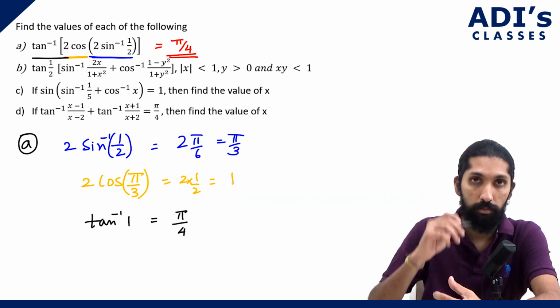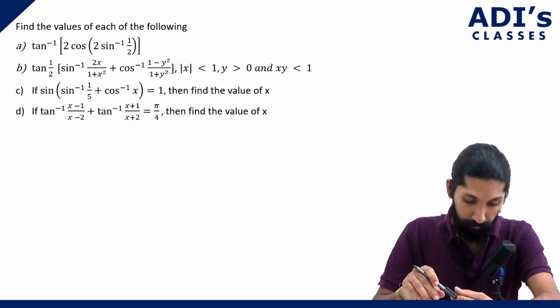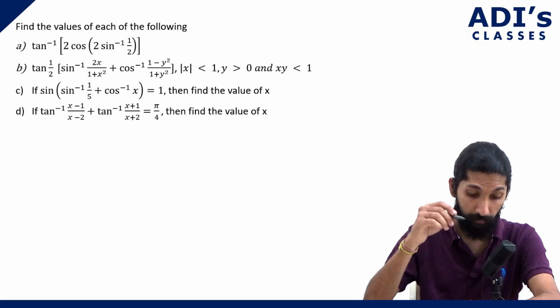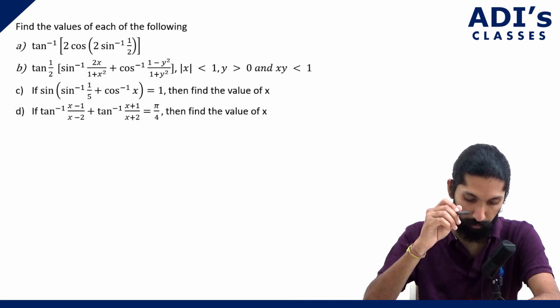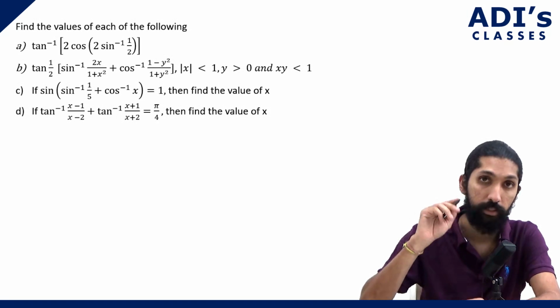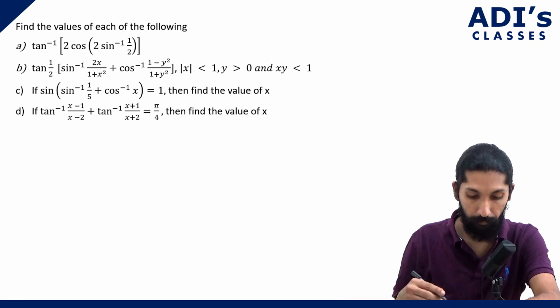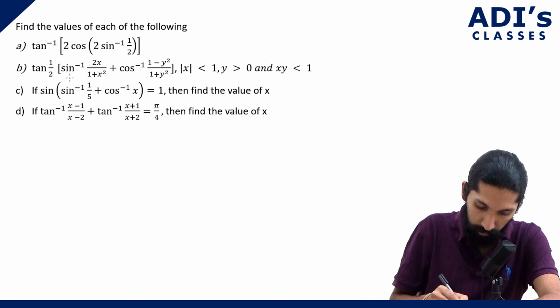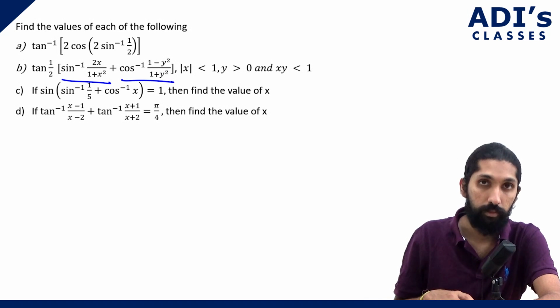Alright, let's do the second one. See the second one: tan of half of sin inverse of 2x by 1 plus x square plus cos inverse of 1 minus y square by 1 plus y square. Okay, fantastic. Now again here also, we'll start from the innermost bracket. That is, we have to take this and this, right?